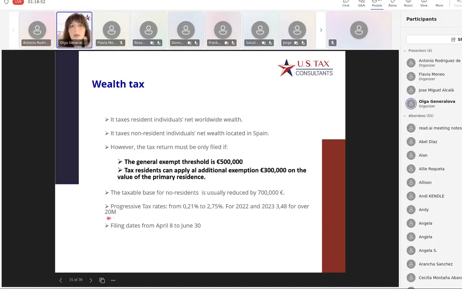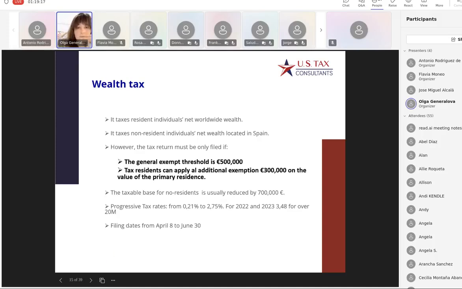Other thing, probably you don't have to pay wealth tax, but you have to file a wealth tax return, even if you end up with zero tax due, simply because your gross assets exceed 2 million euros before deducting debts.